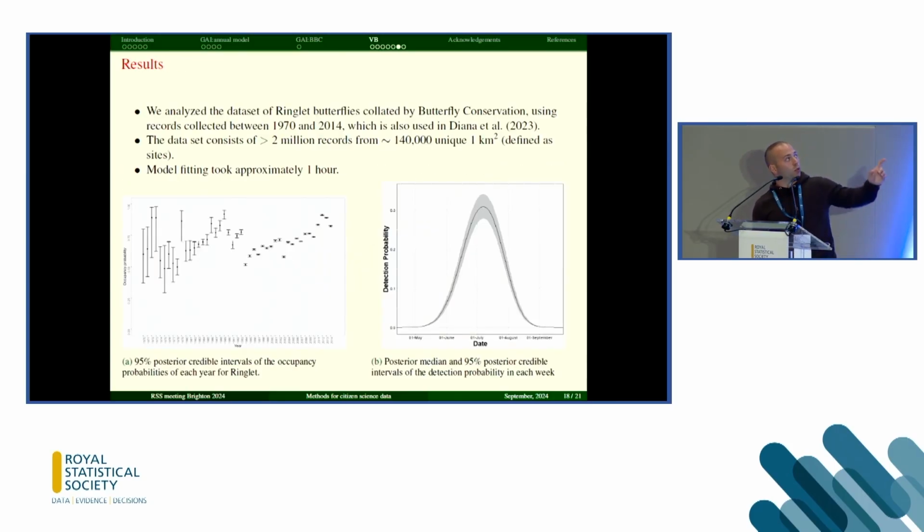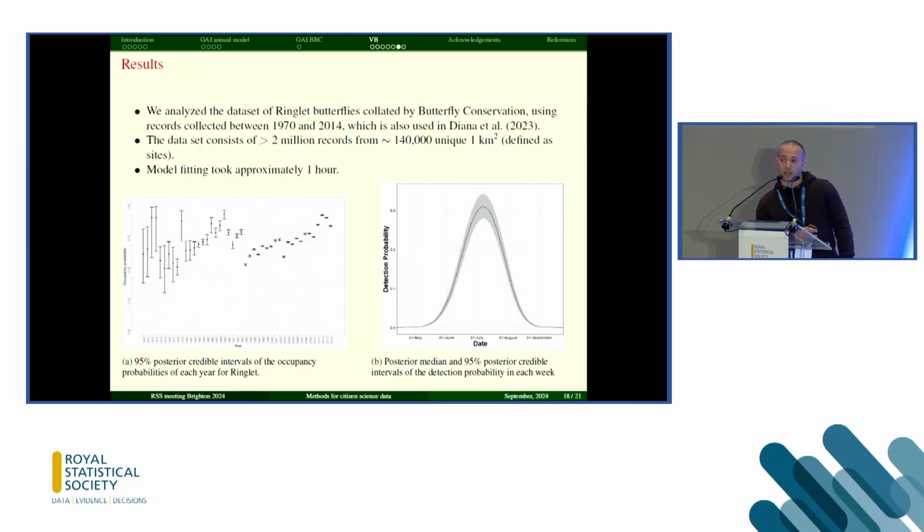Finally, we had already fitted the occupancy model on the butterfly datasets using classical Bayesian inference with MCMC. Now we've done it also using this variational approach. The dataset is very big: there are more than 2 million records and more than 140,000 sites. Even though before it used to take more than 24 hours using MCMC, now it takes just an hour. So it's very comparable to what you can achieve using classical inference.